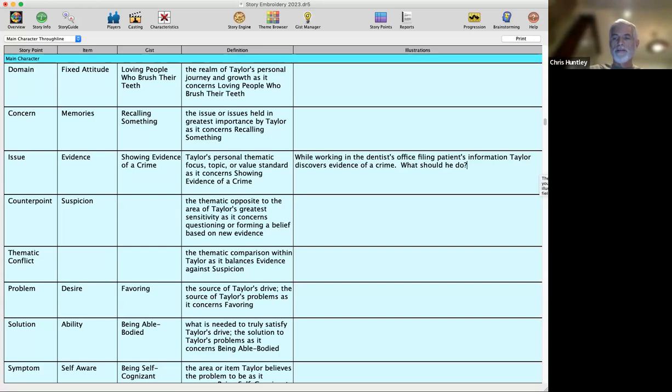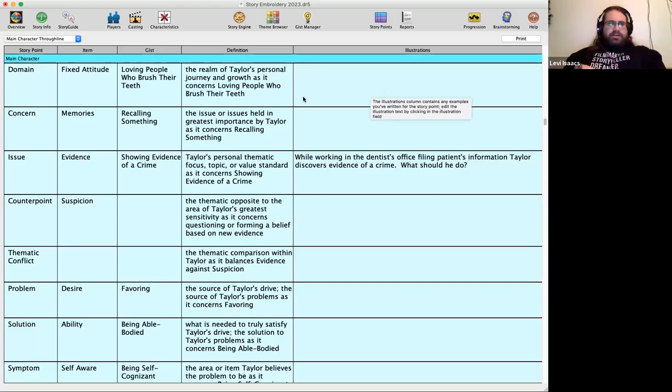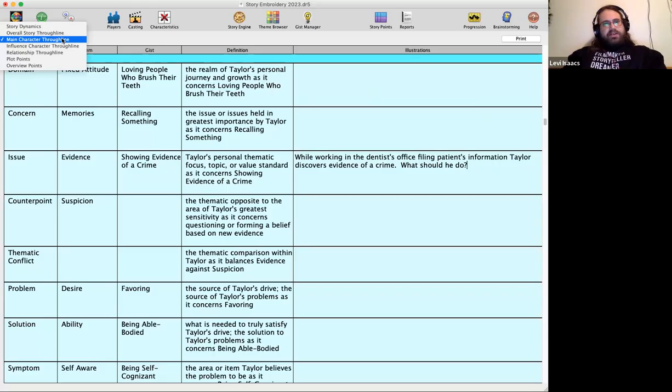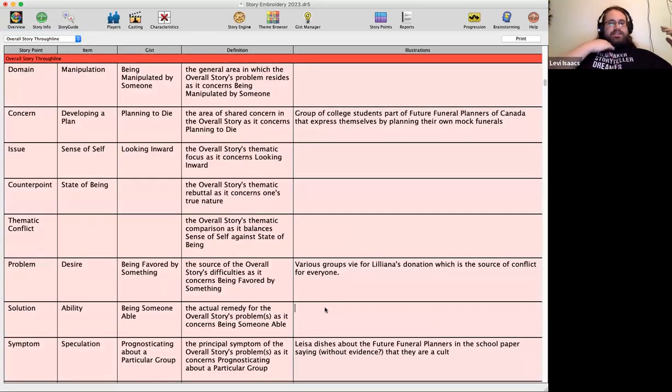All right, Levi. Okay, so I had one. I'm not really sure if this fits better in main character or overall story, but it kind of crosses over to both. It's the solution of ability, being able-bodied, and then in the overall story it's being someone able, but they're able to engineer a crazy float with pyrotechnics and Cirque du Soleil and everything after the funeral. I'm assuming their float got destroyed at the last minute by the life coaches, and so he's able to still engineer one really quickly.